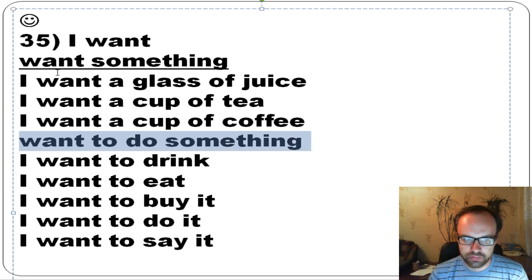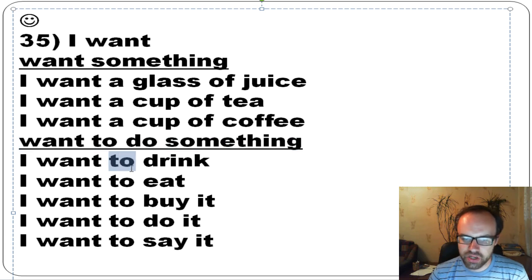So, I want to drink. I want to eat. I want to buy it. I want to do it. I want to say it. I don't know why, but students often say, I won't drink, I won't eat, I won't buy it, I won't do it, I won't say it, but it isn't right.